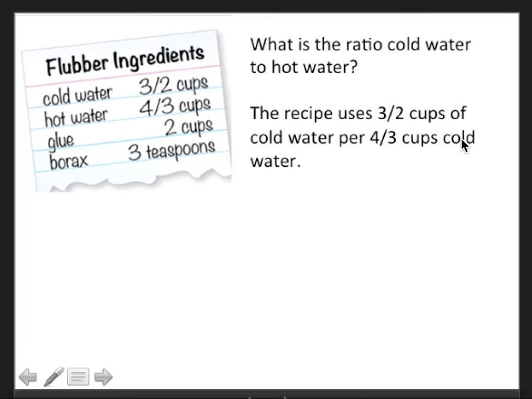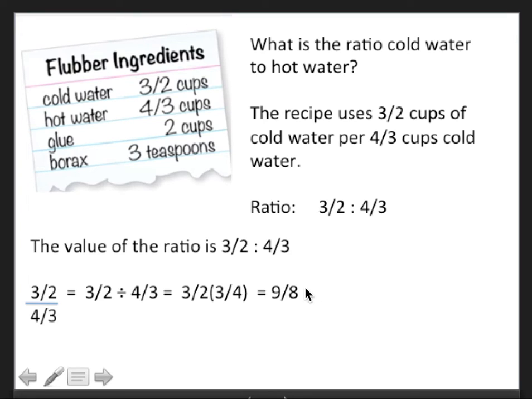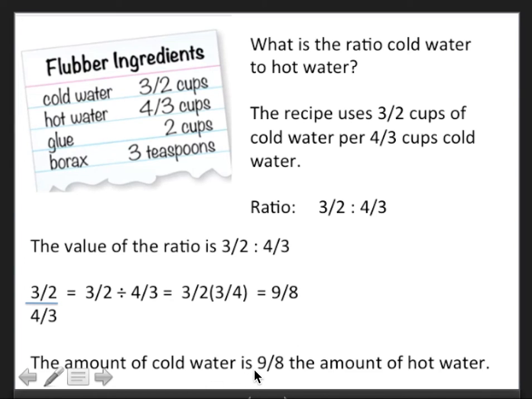So we've got this ratio here. To figure out what that multiplication relationship means, we are going to divide the 3/2 by 4/3. So on your calculator, you can just take 3/2 divided by 4/3, which remember your calculator really is changing it to multiplying by the reciprocal, which ends up being 9/8. So the amount of cold water is 9/8 the amount of hot water.